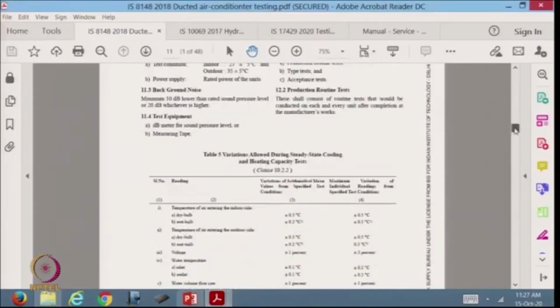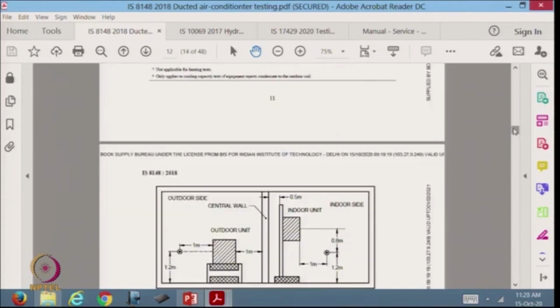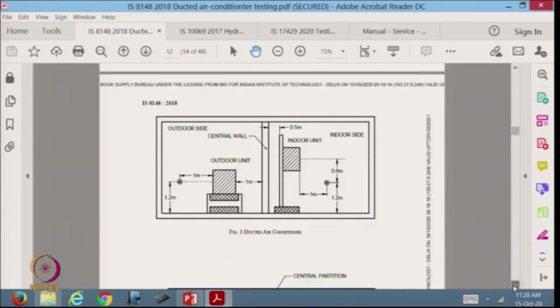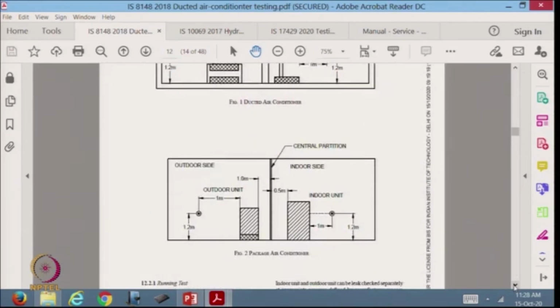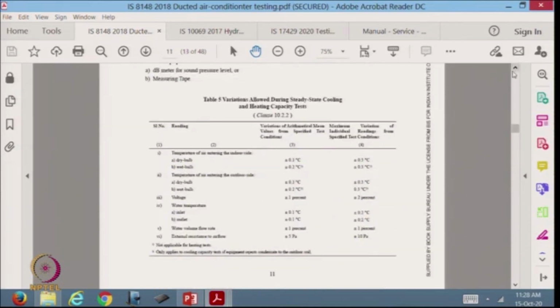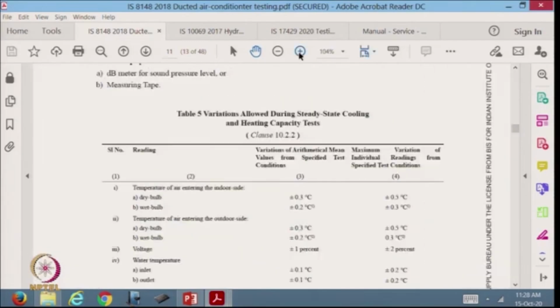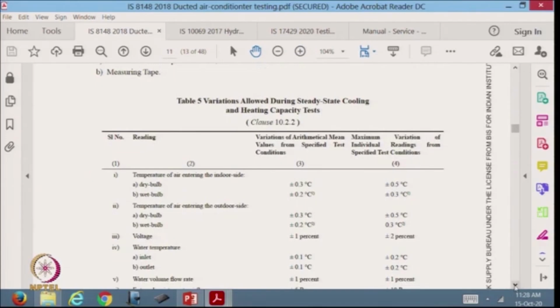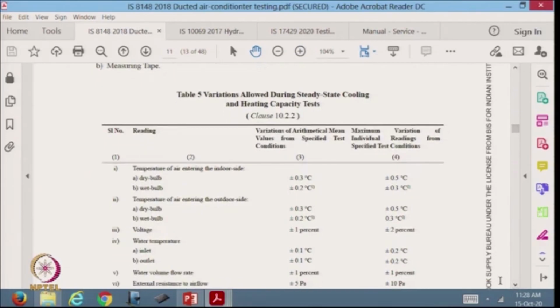There are figures, and so that is one of the ways of putting it, the system. So, there is a sketch which is given, some dimensions are given where the instrument has to be placed. So, we do not have too much flexibility on that part, but this is the table that we should be concerned about. And it says during the experiment, what are the variations allowed during steady state cooling and heating capacity test.